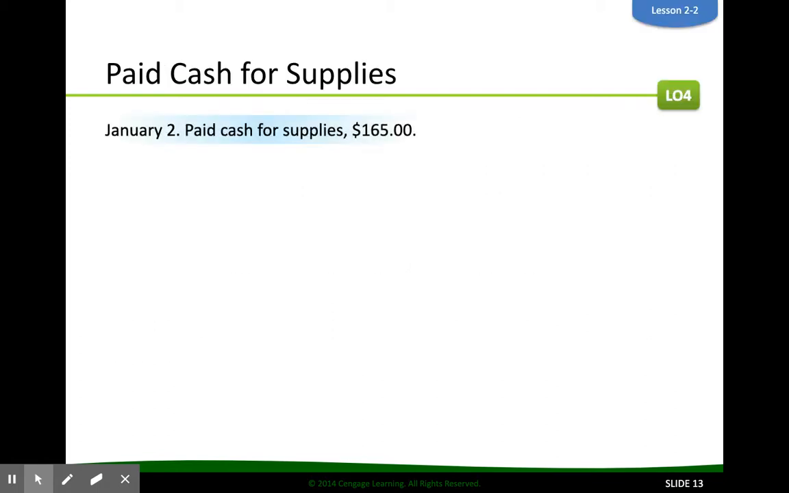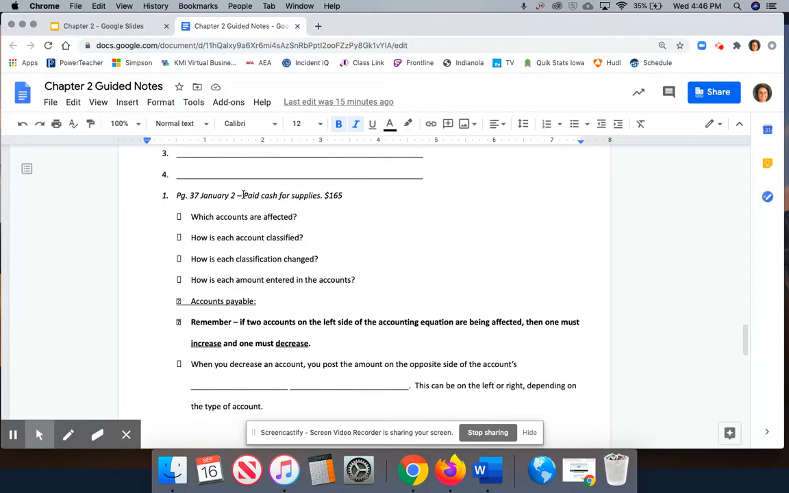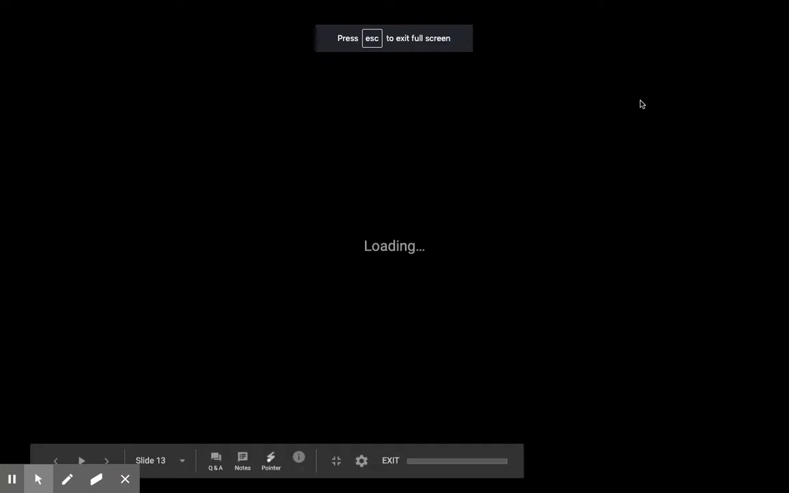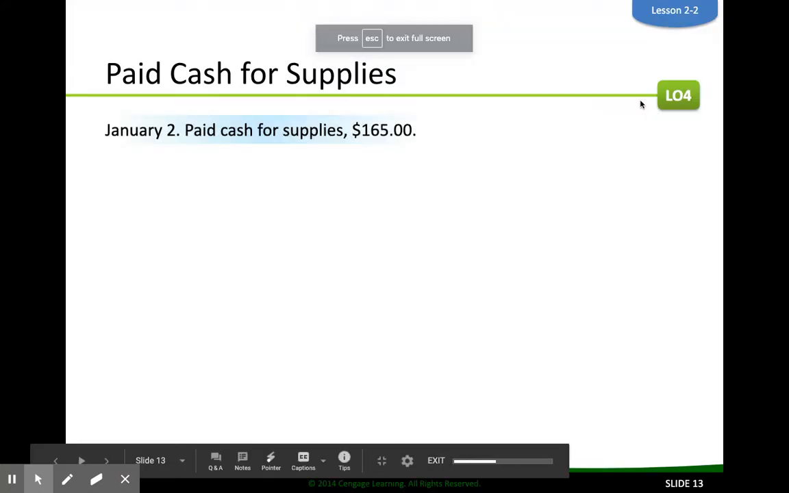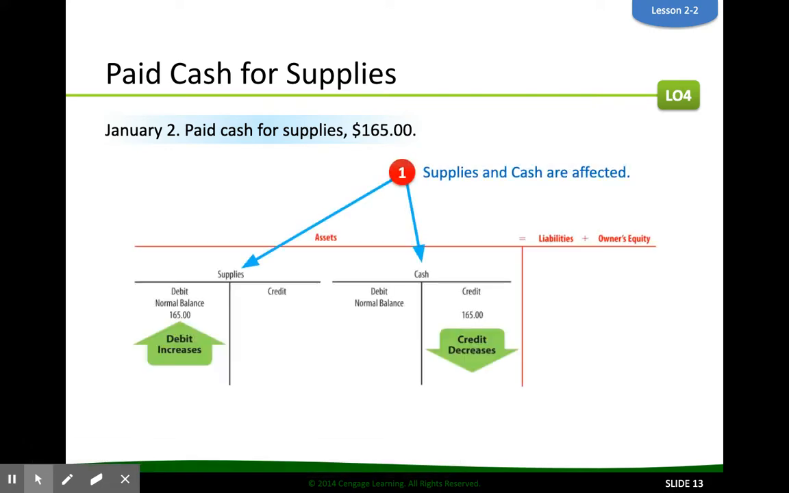So our first transaction here. On your note guide, you're going to answer the questions as we go. The transaction said we paid cash for supplies, $165. So we're going to go through these 4 questions together. Number 1, the question is, what 2 accounts are affected? Well, supplies and cash are affected. So that's what you'll fill in for question number 1, supplies and cash.